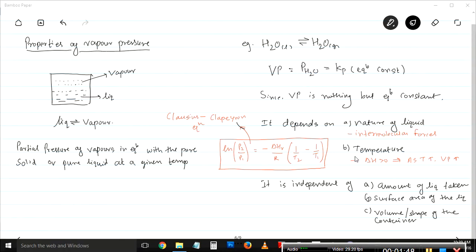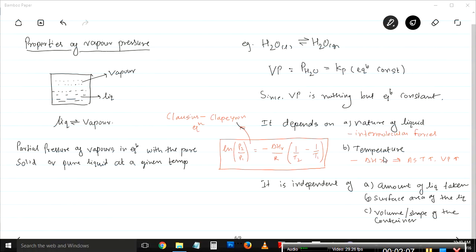Now if you talk about temperature, the equilibrium that is established between liquid and vapor state is an endothermic reaction. So enthalpy will be greater than 0. So as the temperature increases, vapor pressure will also increase.